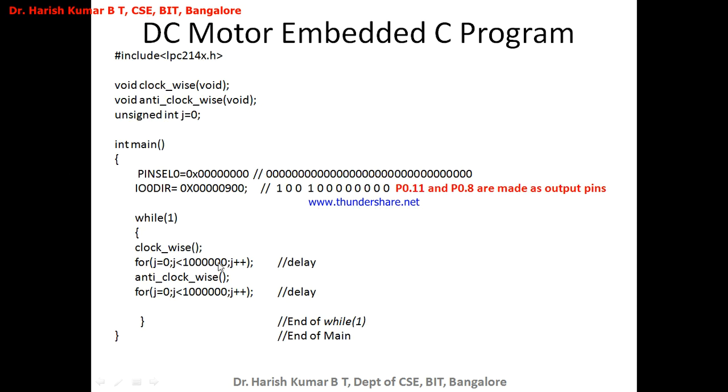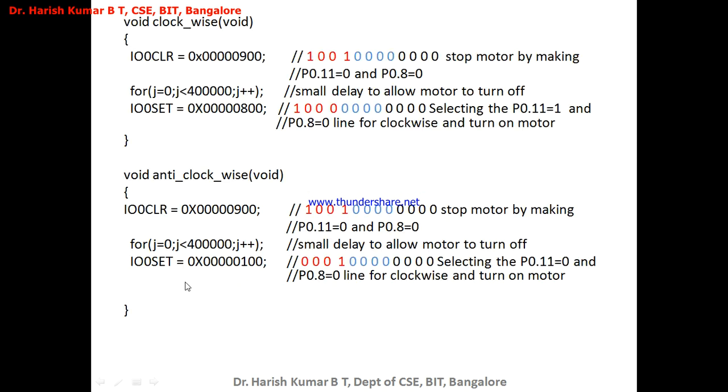After this delay is over, I am making a call to anti-clockwise. Now it comes here to the anti-clockwise. The stepper is still running in the clockwise direction, at 600 rpm or 1200 rpm. All of a sudden I cannot make it run in the anti-clockwise direction. What do I have to do? I have to stop the motor. To stop the motor, same thing as we did here.